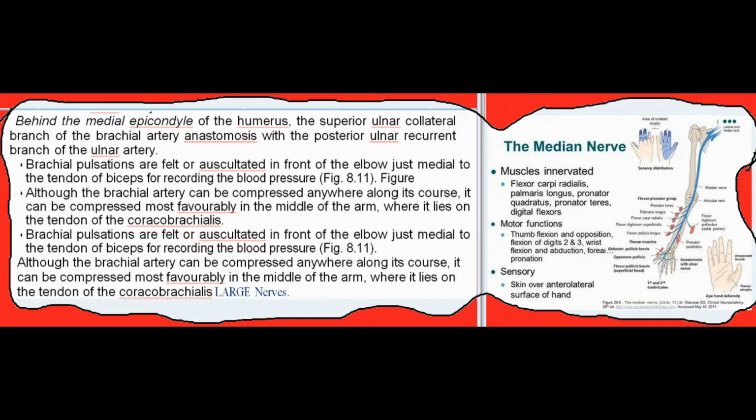Brachial pulsations are felt or auscultated in front of the elbow just medial to the tendon of biceps for recording the blood pressure, Fig 8.11. Although the brachial artery can be compressed anywhere along its course, it can be compressed most favorably in the middle of the arm, where it lies on the tendon of the coracobrachialis.